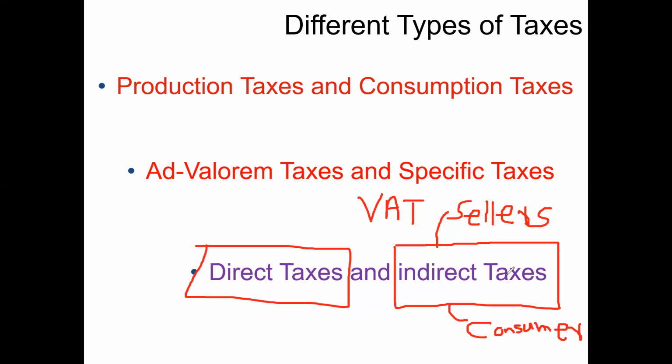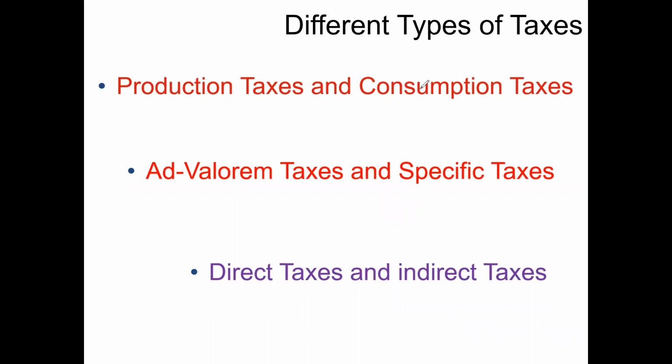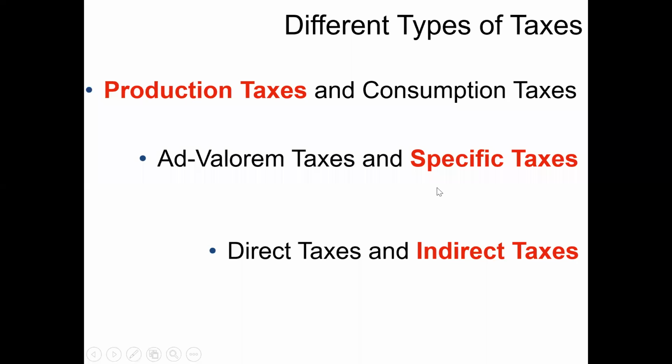That's called indirect taxes. Tax can be passed to someone else. Direct taxes, you can't pass the tax. You have to pay your tax. So in this chapter, we are going to discuss the production tax, a specific tax and indirect tax.